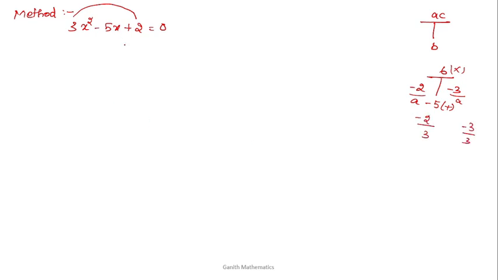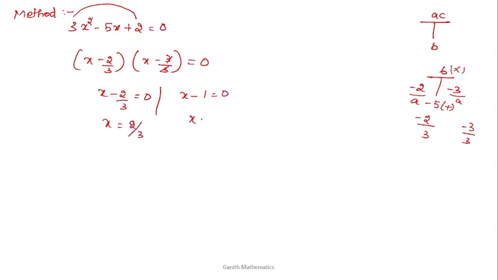So the factors are x minus 2 by 3 and x minus 3 by 3 equal to 0. So x minus 2 by 3 equal to 0 and x minus 1 equal to 0. So x is equal to 2 by 3 and x is equal to 1. These are the two solutions. Hope you understand how I am finding the value. We are getting the same answer as the previous method.